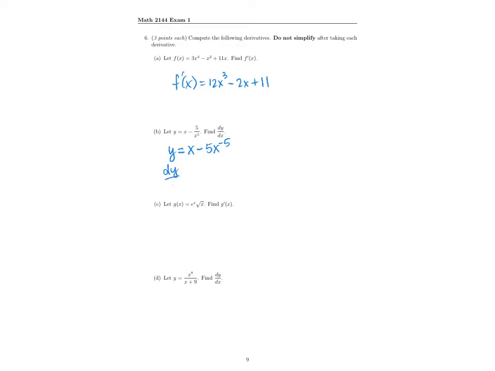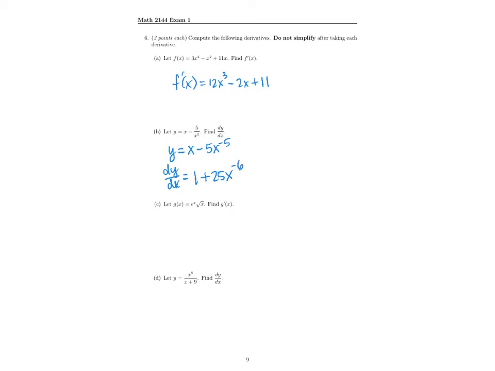So dy dx. And again, since these are just powers of x, I can use the power rule. The derivative of x is 1. 5 times negative 5, or negative 5 times negative 5 is positive 25. x to the, and when I subtract 1 from that, I get negative 6.